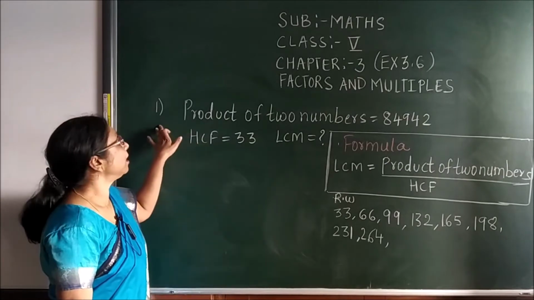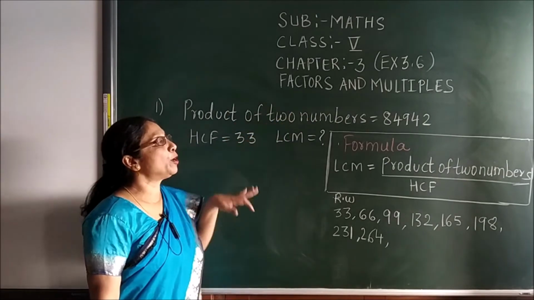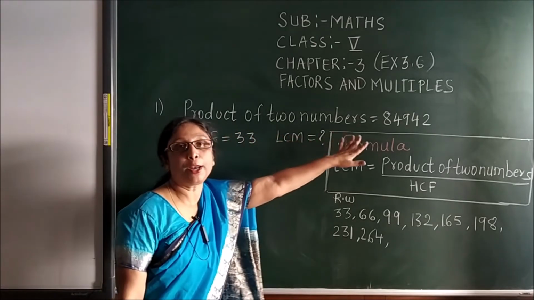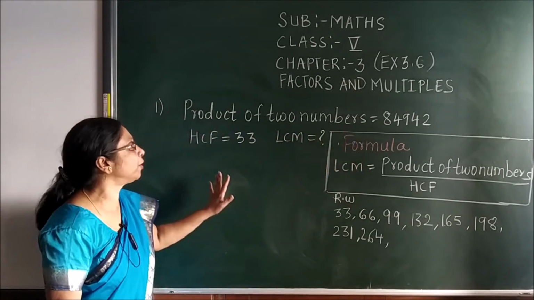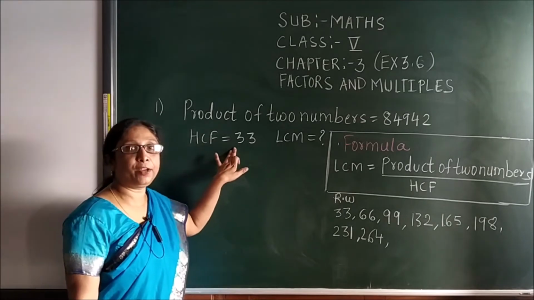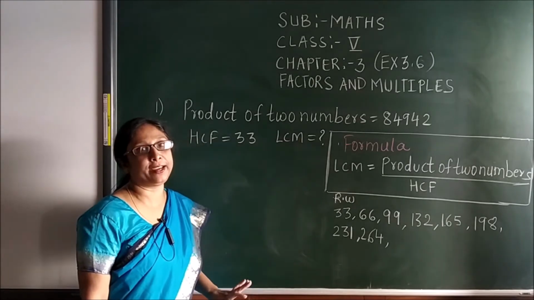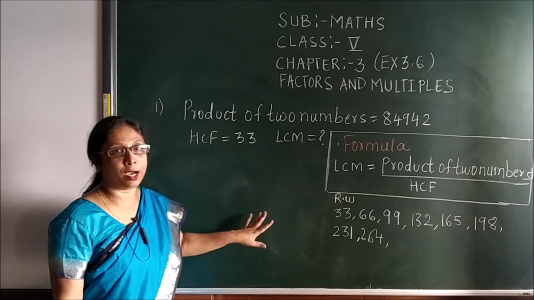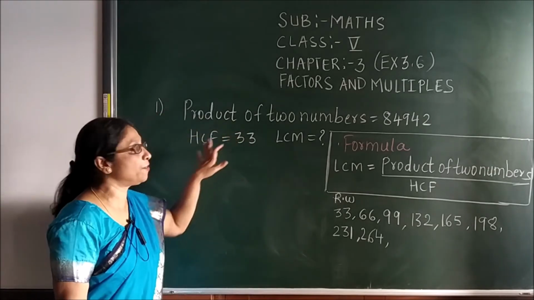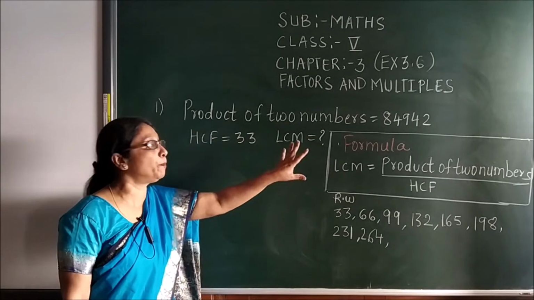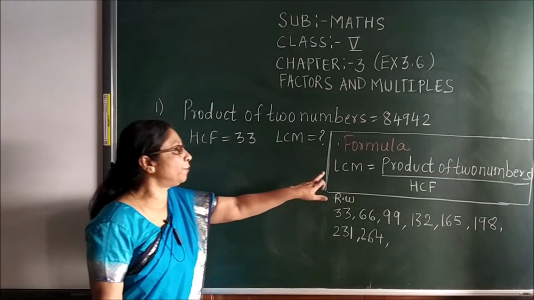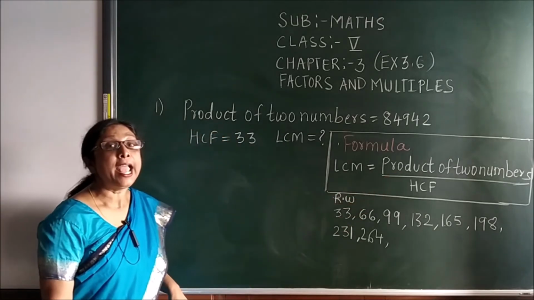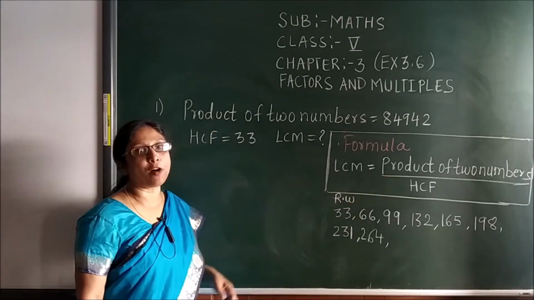Now, see here. In exercise 3.6, the first question, product of two numbers is given to you, children. HCF is again given to you. LCM you have to find. So here you have to move to the formula. Because here product and HCF are there, and LCM. Here there is a particular formula. So follow the formula. LCM is equal to product of numbers upon HCF. This is the formula. Okay?